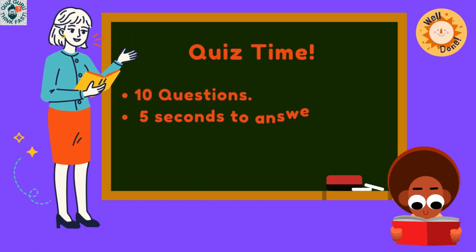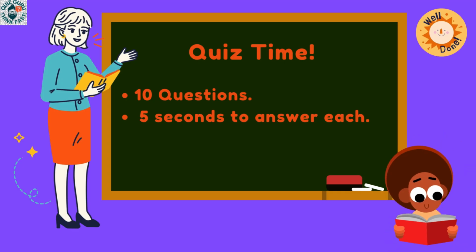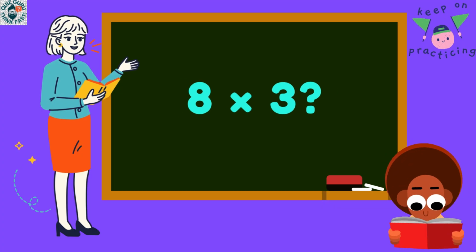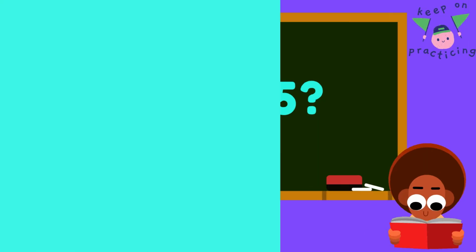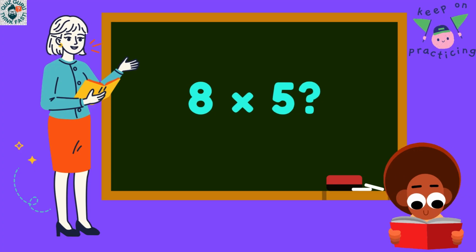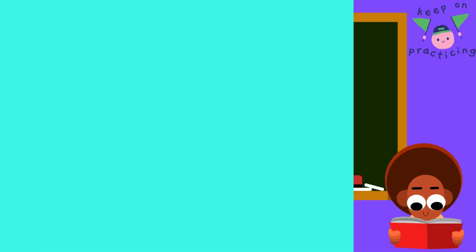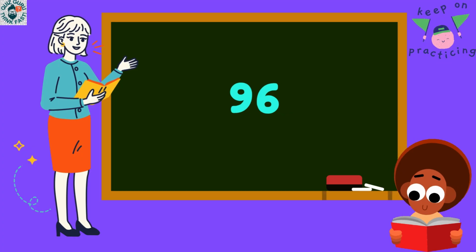Let's test your 8 times table skills. You'll get 10 questions and just 5 seconds to answer each one. Ready? Let's begin. What is 8 times 3? It's 24. What is 8 times 5? It's 40. What is 8 times 12? It's 96.